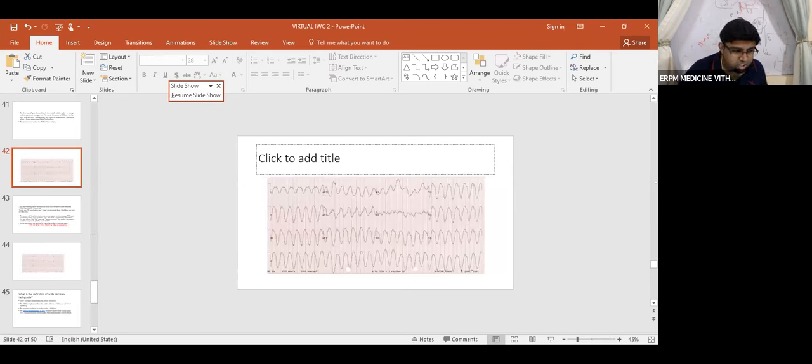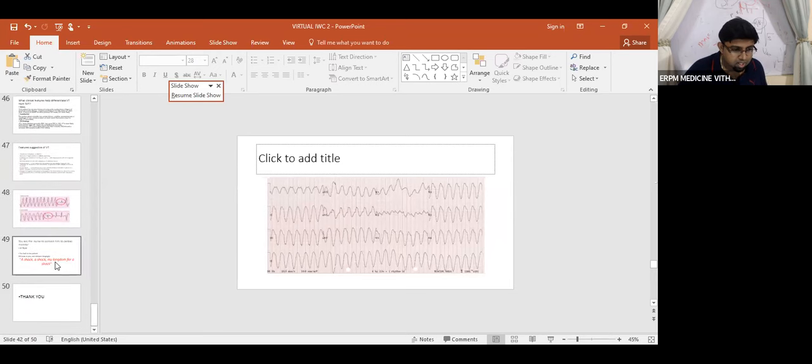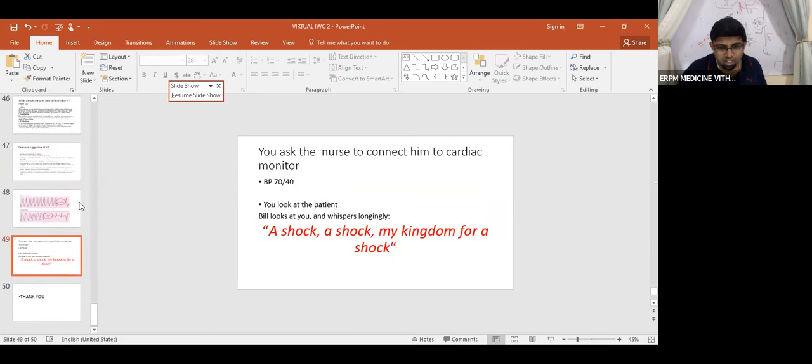Right, the last thing to finish off. You ask the nurse to connect the patient to the cardiac monitor, like our William Shakespeare, who asked us to call him Bill. Look at the blood pressure now. It is 70/40.